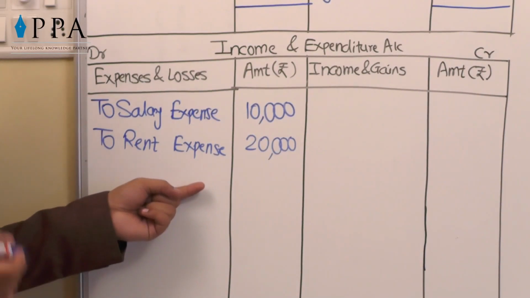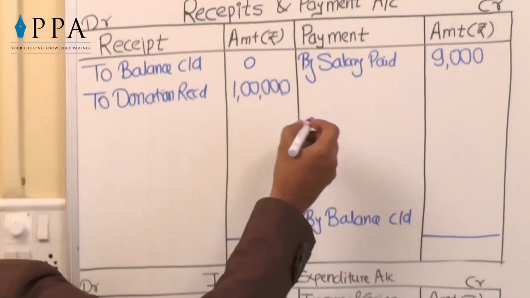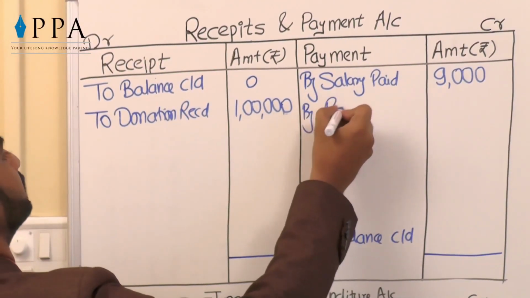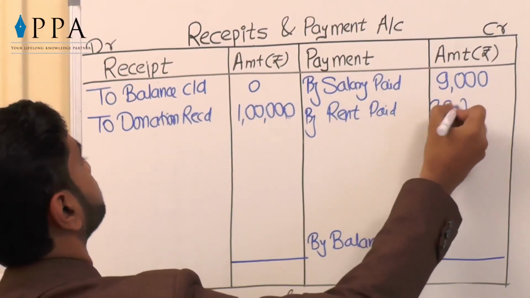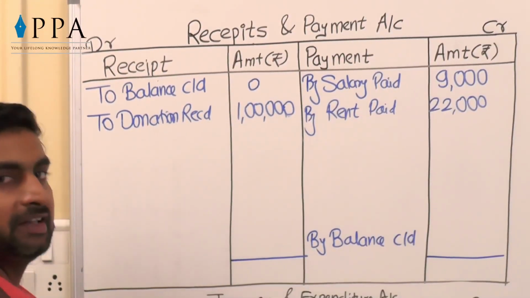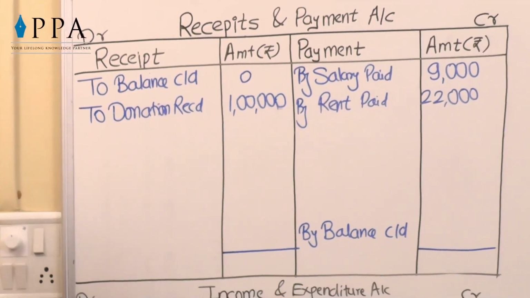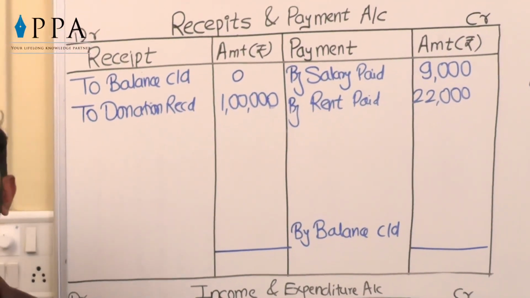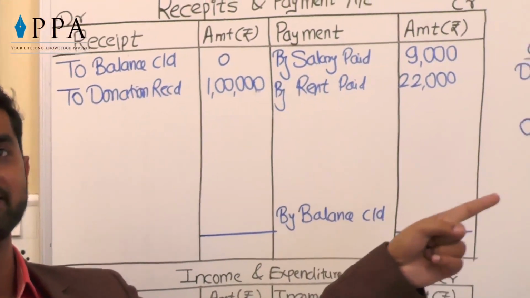Expense is 20,000, but how much is actually paid? Let's go to the receipt and payment account credit side. By rent paid is 22,000. It means it was expected to pay 20,000, but you have paid 22,000. 2,000 extra paid. Anything paid in advance is our asset. So the difference 2,000 will go to the balance sheet asset side.